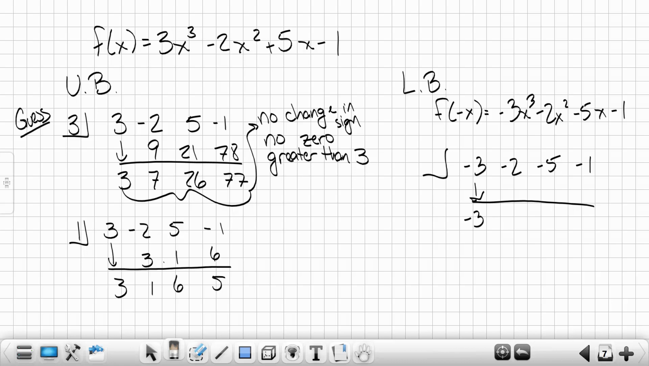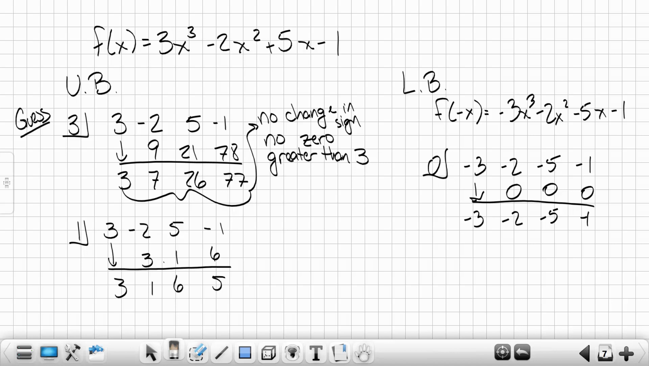But let's, so I know 1 is going to work. I know 1 is going to work. So let's try something less than 1. 0. Oh, I could try, no, negative 1 won't work though. Okay. 0. So 0 is a lower bound.